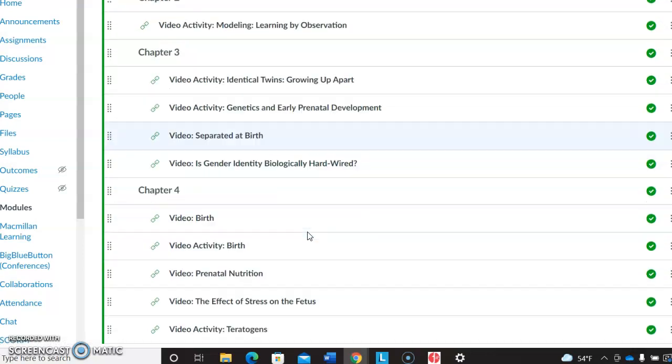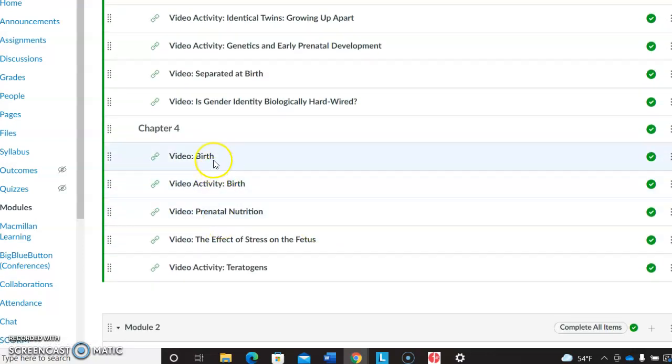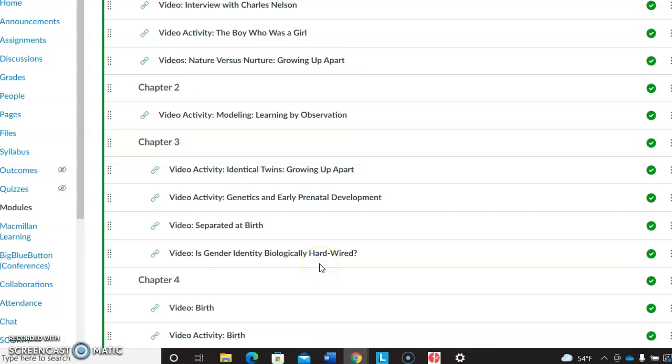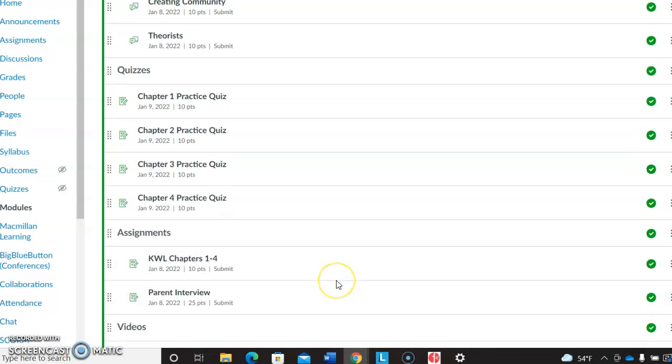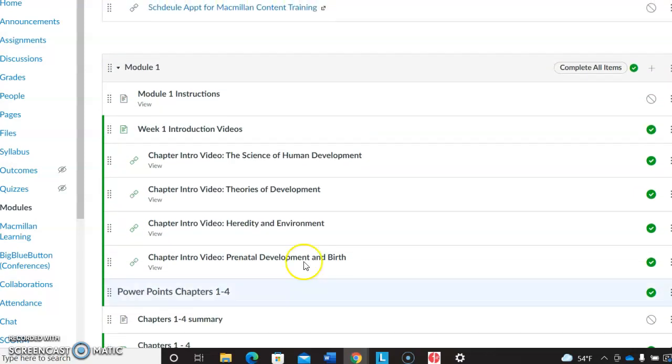They're not very long. And then Chapter 4 is a very interesting chapter, all about birth and prenatal nutrition, all the effects of everything in life that we go through, how it stresses or how it affects the fetus. So anyway, there are 5 under Chapter 4. But again, these aren't required. They're not mandatory, but they are there to further your knowledge about the readings.